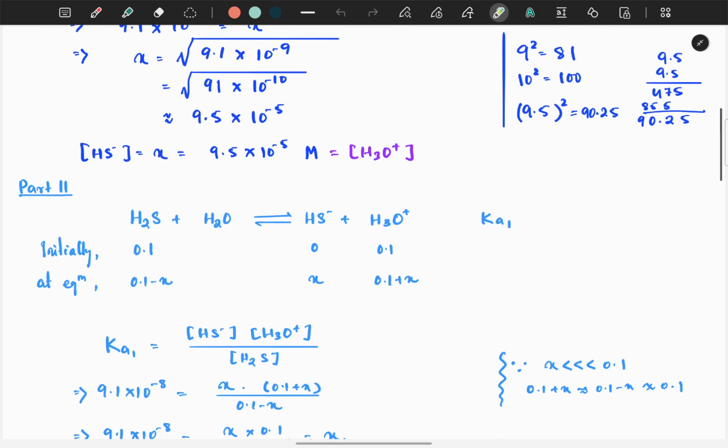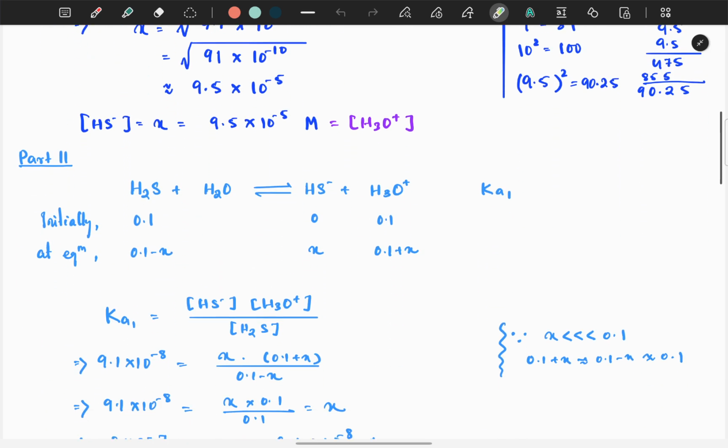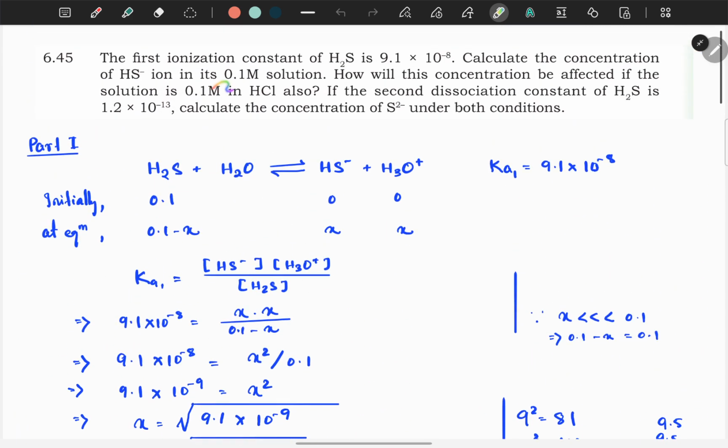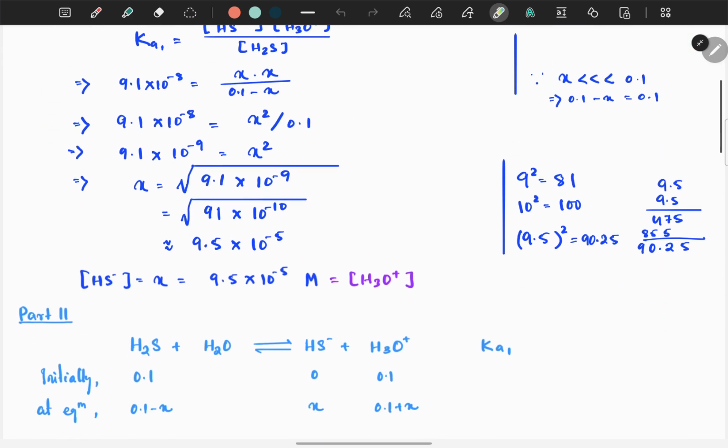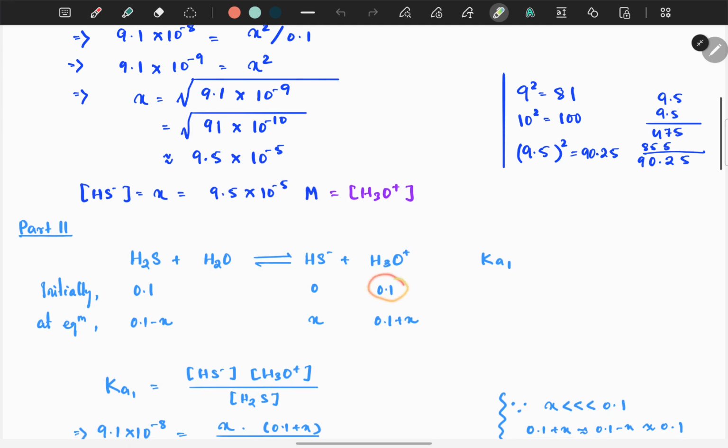In part 2, it is given that we already have 0.1 M HCl. So initially we have 0.1 M HCl and 0.1 M H2S. At equilibrium, let X amount of H2S be dissociated. So this will be 0.1 minus X. HS minus will be X, and the concentration of H plus ion will be 0.1 plus X. So this is the concentration of H plus ion.